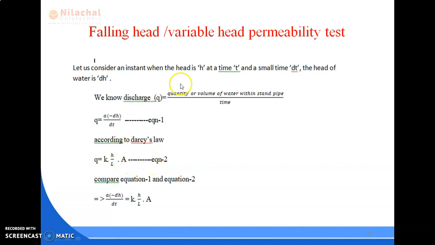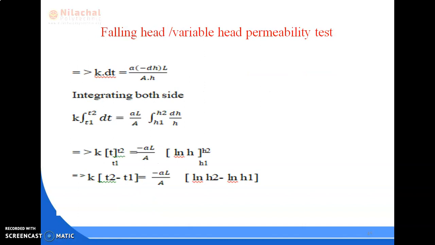Now we compare equation 1 and equation 2. So this is equation 1 and this is equation 2. After cross multiplying both, we get k into dt equal to a into minus dh into L by A h. So this is the small time dt.